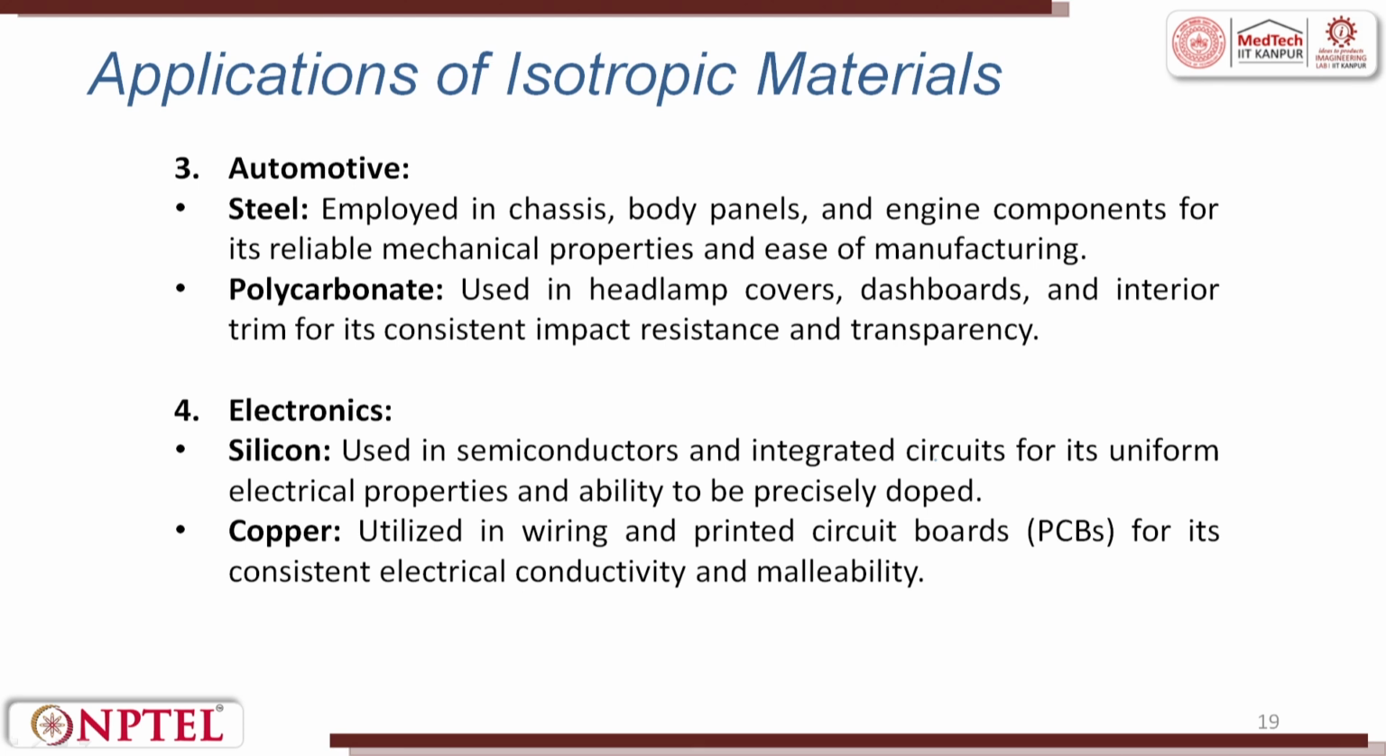In automotive, we use steel for chassis, body panels and engine components. Polycarbonates are used in headlamp covers, dashboards and interior trims for their consistent impact resistance and transparency. The electronic, we have already discussed. Silicon is used in semiconductors and integrated circuits for uniform electrical property and the ability to be precisely doped. Copper is used as wiring and in PCBs for its consistent electrical conductivity and malleability.